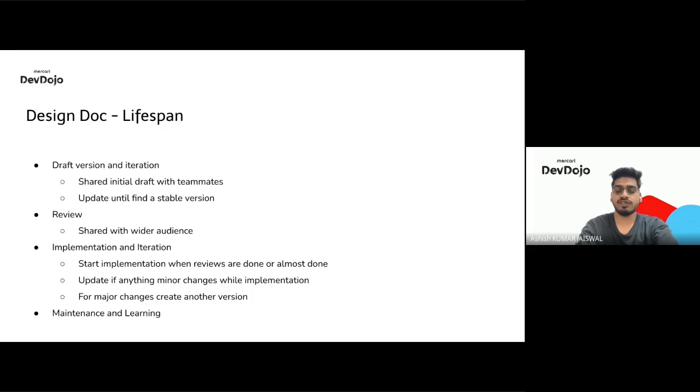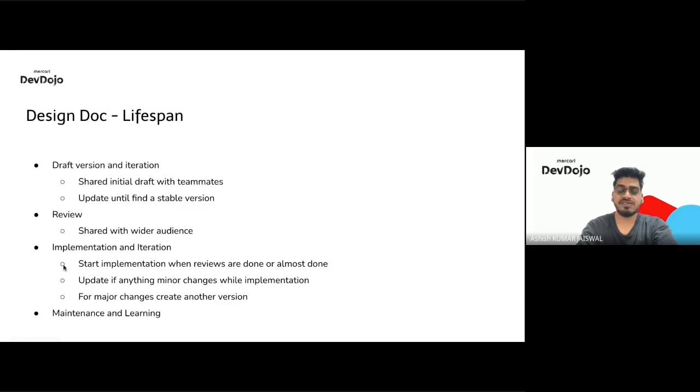And of course, if they have any issue, concern, or question, that can be discussed over that document. Finally, once the review is done, you get enough approval for the design doc, and you think that everything is in place and the feature is ready for implementation. So you will start the implementation.